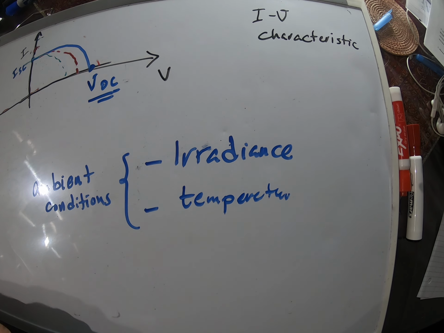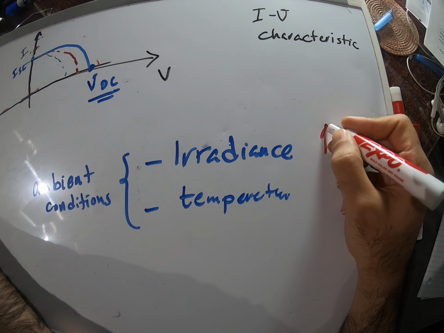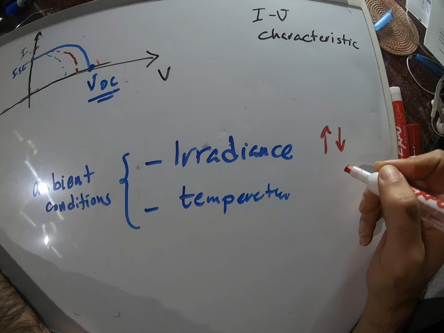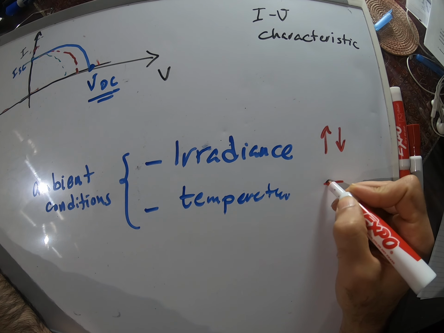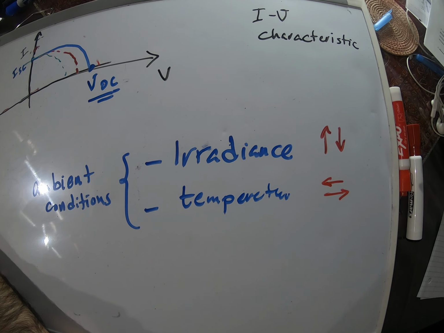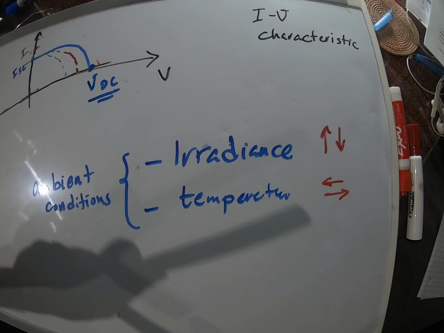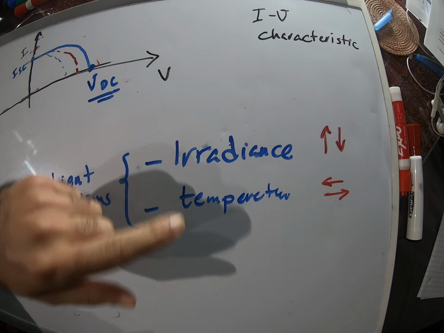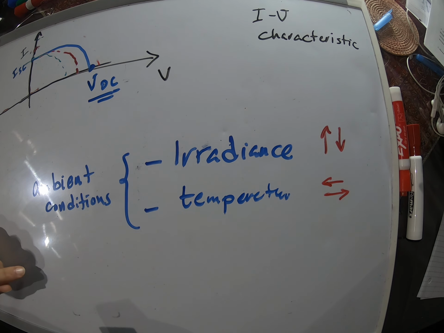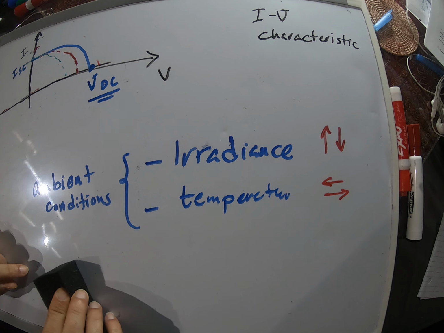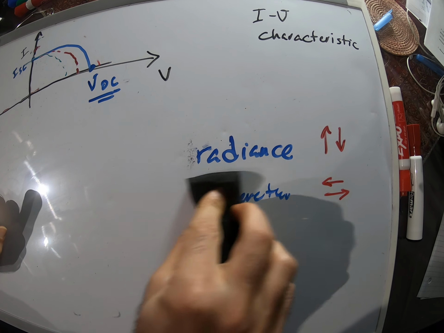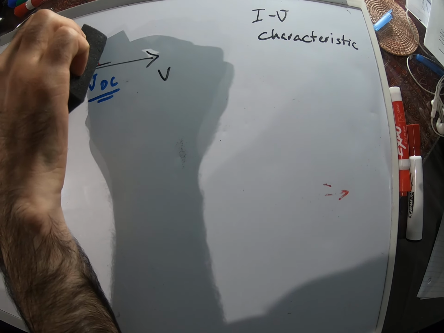So the irradiance would move our IV characteristic up and down. Temperature would move it right or left. And we have to be aware of these conditions, and we have to basically make some changes to the way we operate our solar panel based on the ambient conditions. Now, let's see why we need to do that.